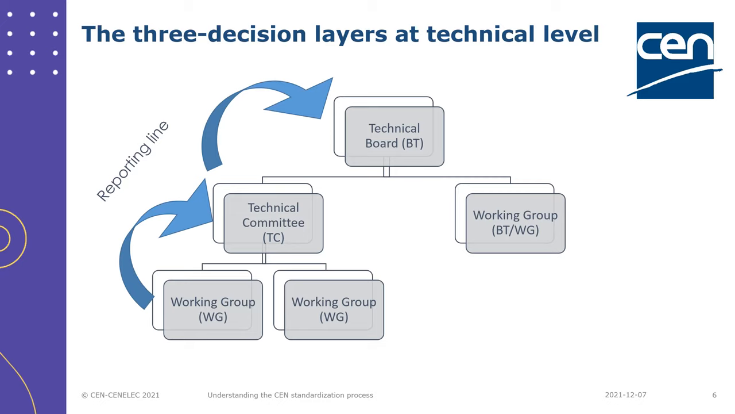You should also be aware that we have subcommittees within the technical committees. They should today be considered rather exceptional. They are created whenever, for instance, the work program is very large, or when there is a wide range of different types of stakeholders. But the CEN policy today is not to create subcommittees anymore. So we should stick to these three decision layers at technical level: BT, TC, and working group.